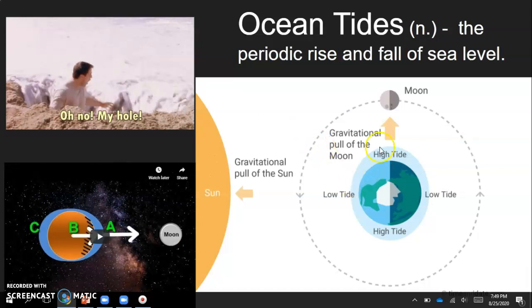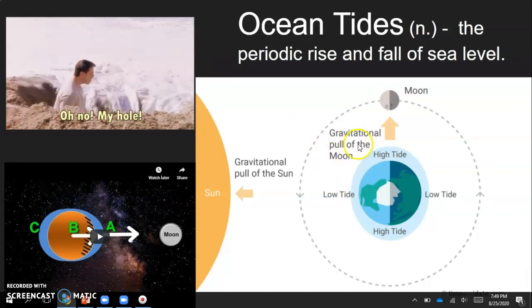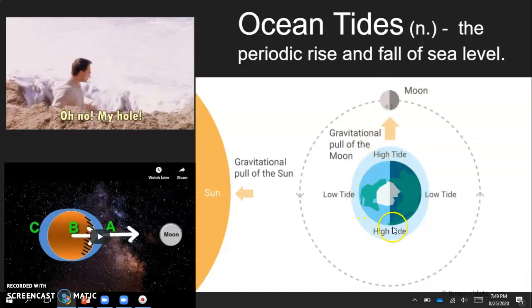And then again, here is that diagram. We've got the gravitational pull of the moon that's causing this bulge. And then there's the opposite bulge on the other side of the Earth. So we see our high tide in line with the moon and on the opposite side of Earth. And then our low tides are perpendicular to the moon.